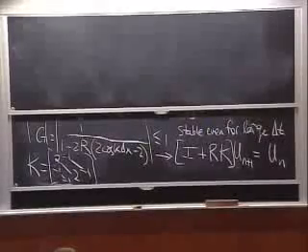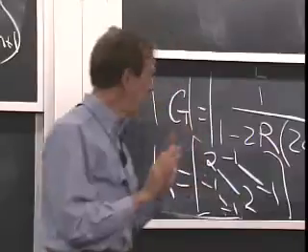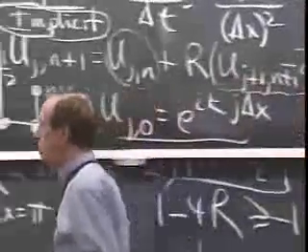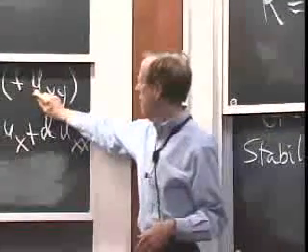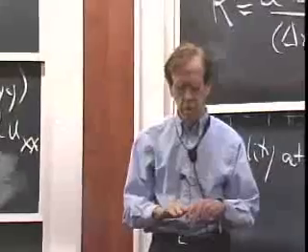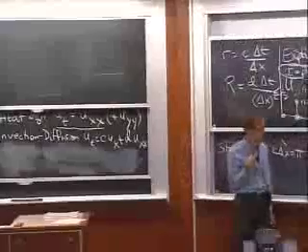Okay, but here's the real point. What happens in 2 dimensions? Suppose I include now a UYY term in the heat equation, or 3 dimensions with a UZZ term.